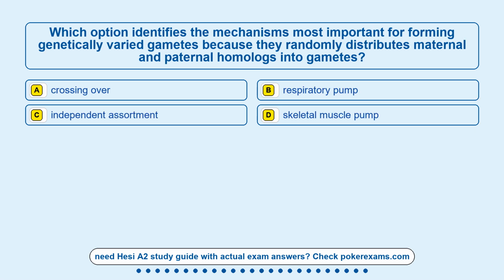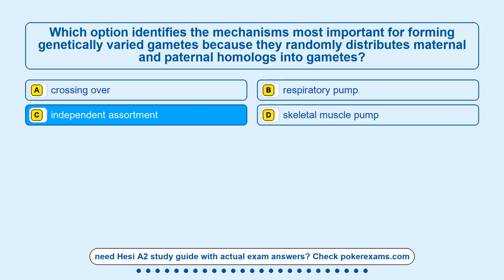Question 3. Which option identifies the mechanisms most important for forming genetically varied gametes because they randomly distribute maternal and paternal homologs into gametes? Option A, crossing over. Option B, respiratory pump. Option C, independent assortment. Option D, skeletal muscle pump. The correct answer is option C, independent assortment.